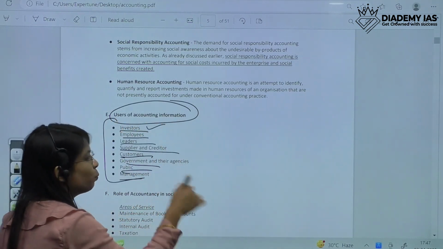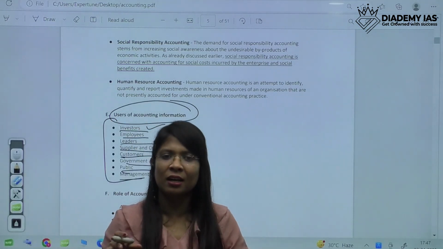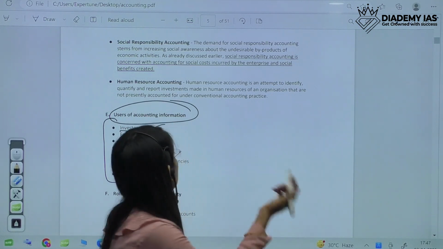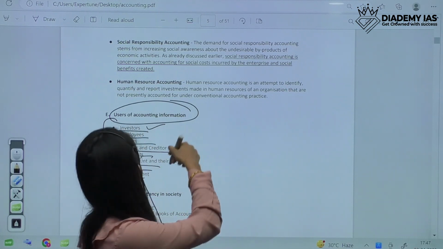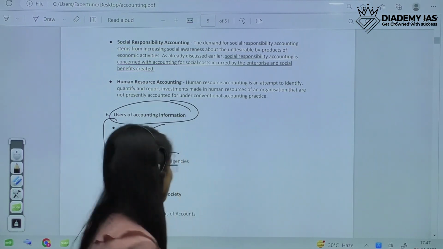Please do cram these words, because generally this kind of question is asked, like who are the users of the accounting information. So please learn by heart these 8, 9 terms. Please do that.